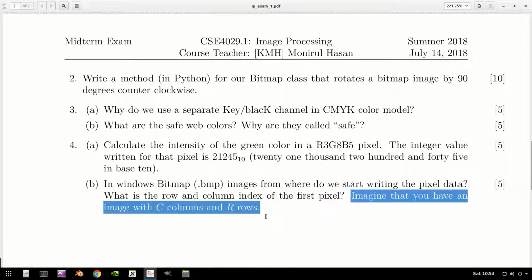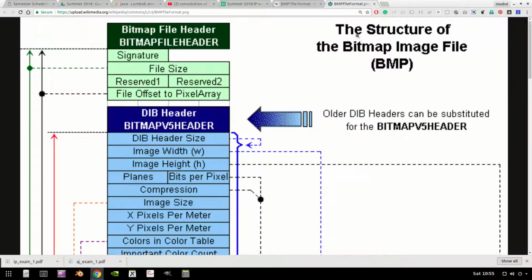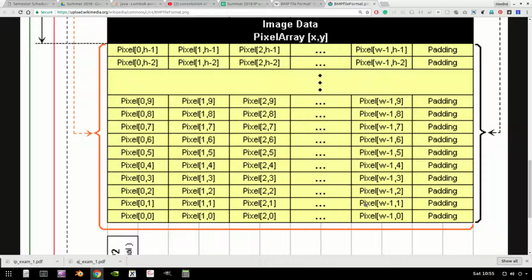So that's one thing. And the next part of the question was, imagine that you have an image with C columns and R rows. What would be the very first pixel, the row and column index, when you write it down? Let me leave this in front of you and help me out. Yeah, the very first one. What would be the row index and column index? No, it's not 0. 0 is -1.